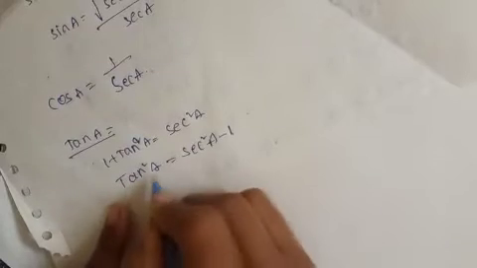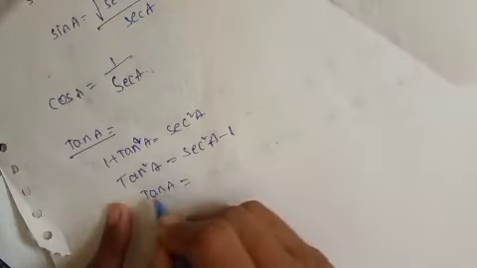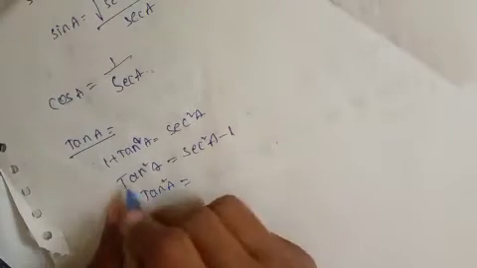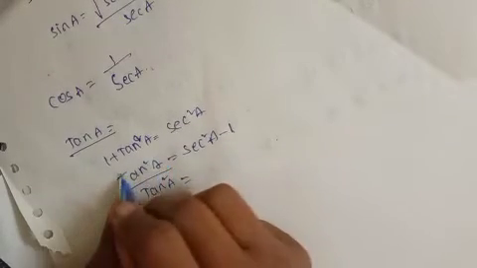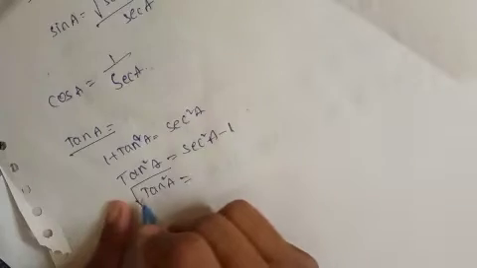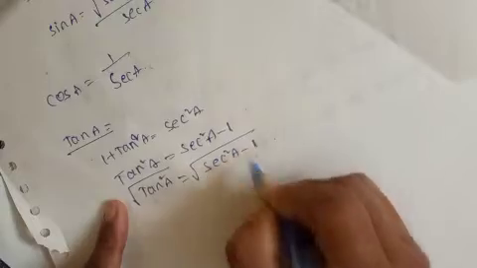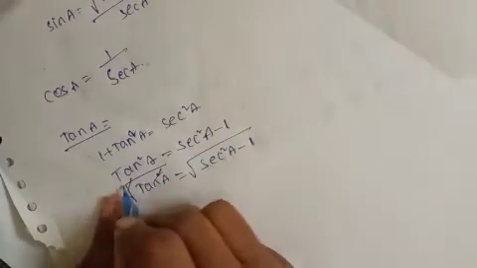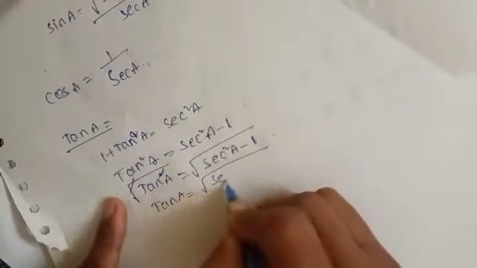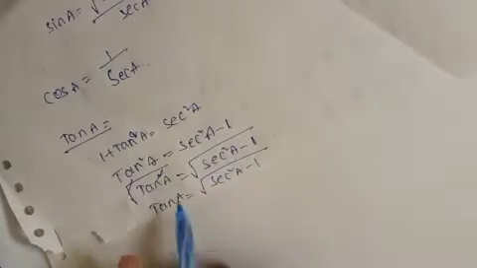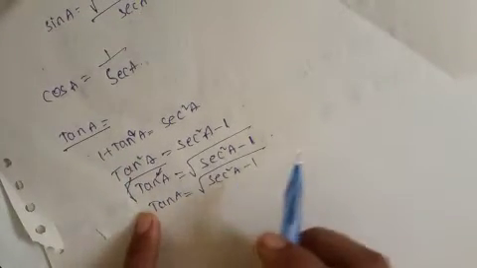But I need only the tan A value. Here I am taking the square root on both LHS and RHS. Square root of tan square A equals square root of secant square A minus 1. The square and square root cancel. So tan A equal to square root of secant square A minus 1.